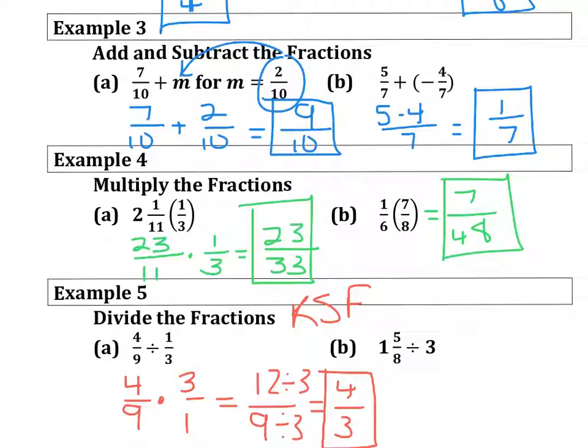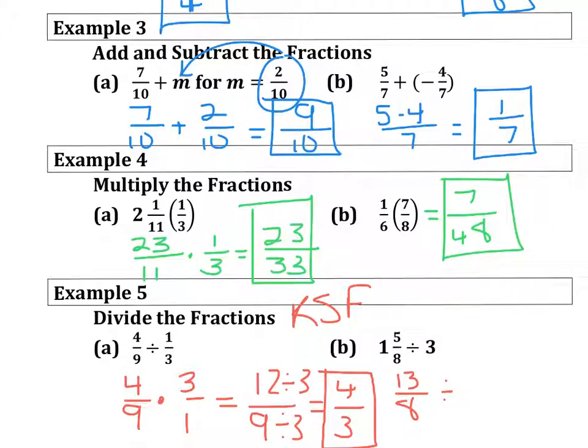Our last one, letter B, we have 1 5/8 divided by 3. Now again, we want to change that mixed number into an improper fraction before we begin, just like we did up in example 3 multiplication. So let's multiply 8 by 1 to get 8 and add 5 on. That will give us 13/8 divided by 3.